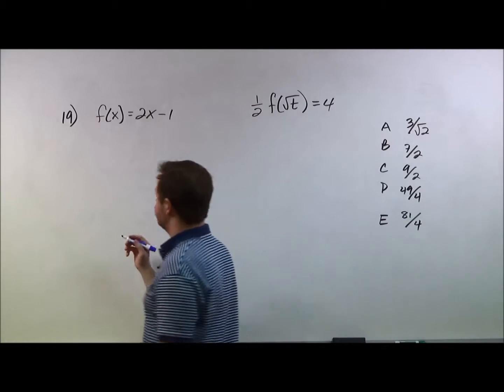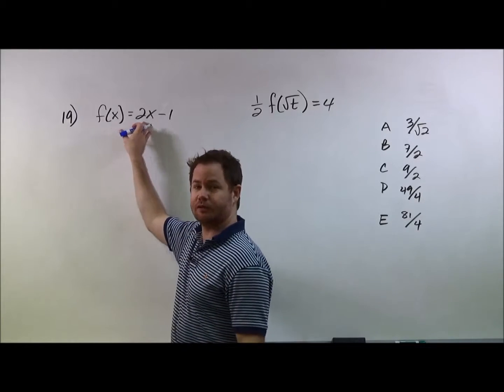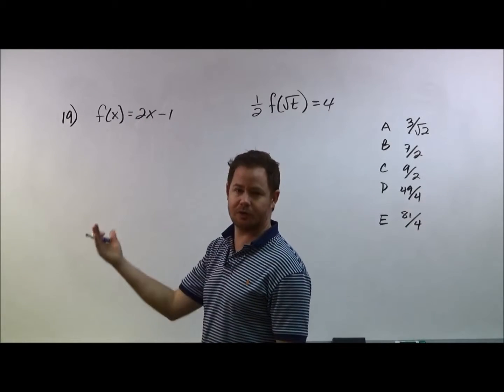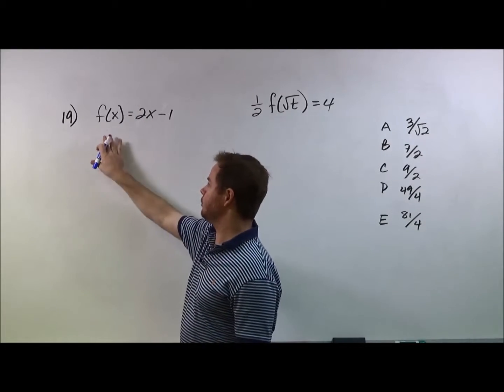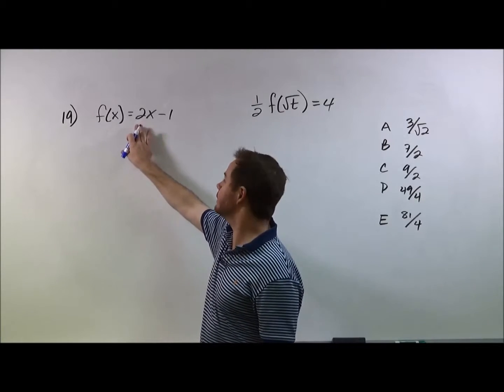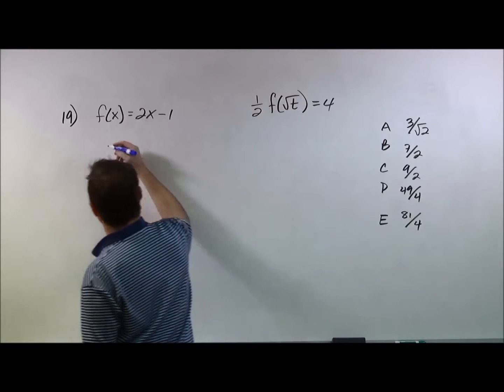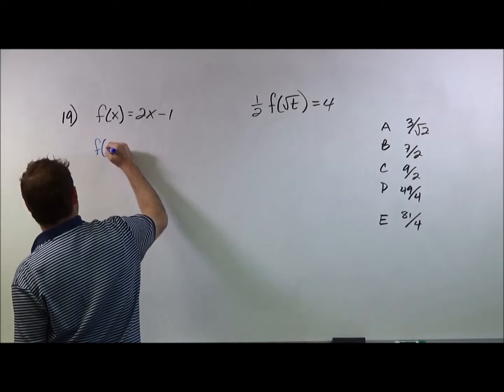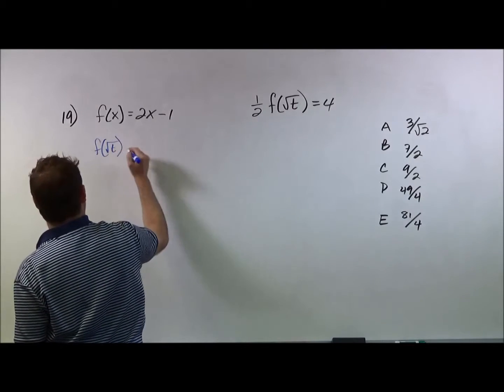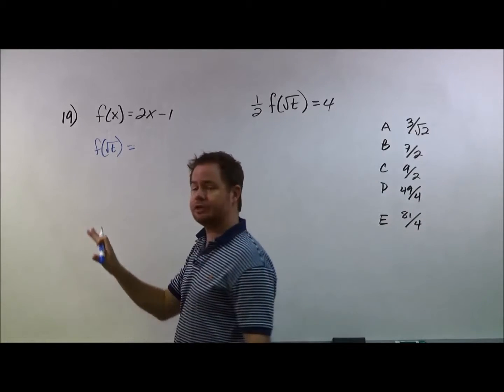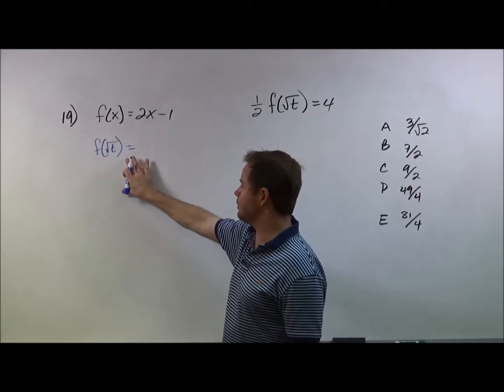So, for example, if they said f of 4, we would plug in a 4 for x and we'd get 2 times 4 minus 1. If they said -3, we'd plug in a -3 for x and we'd get 2 times -3 minus 1. In this case, in this expression, they say f of root t. So we're still going to follow that same approach.